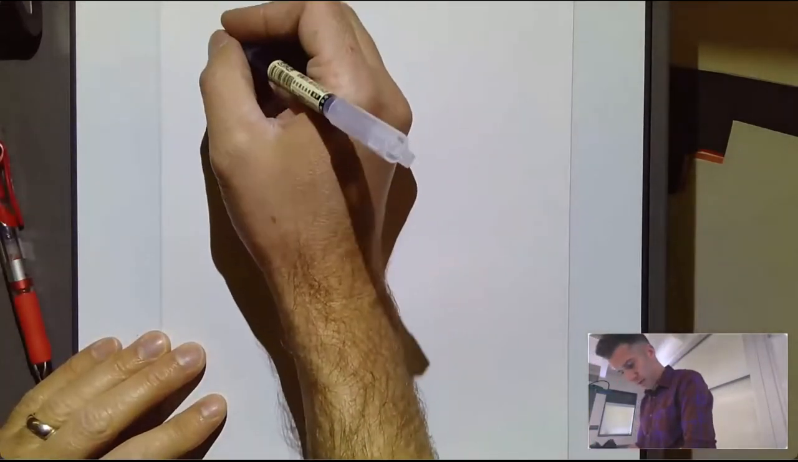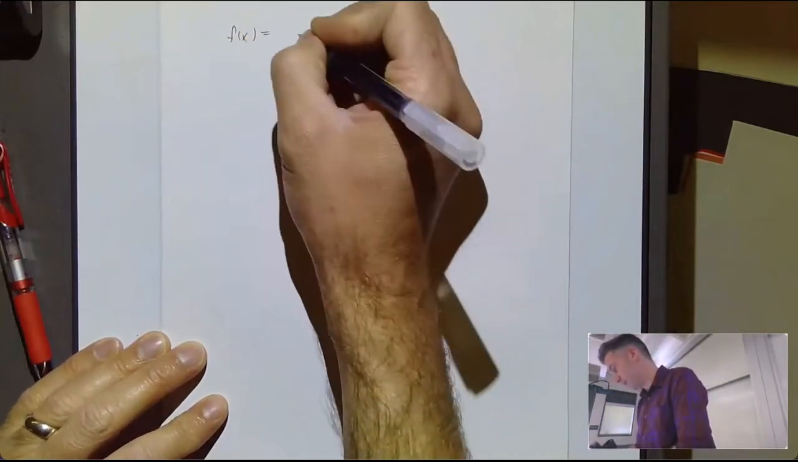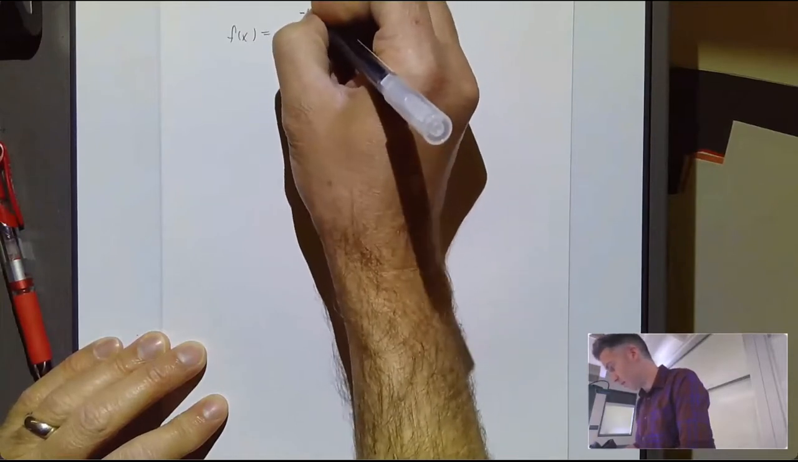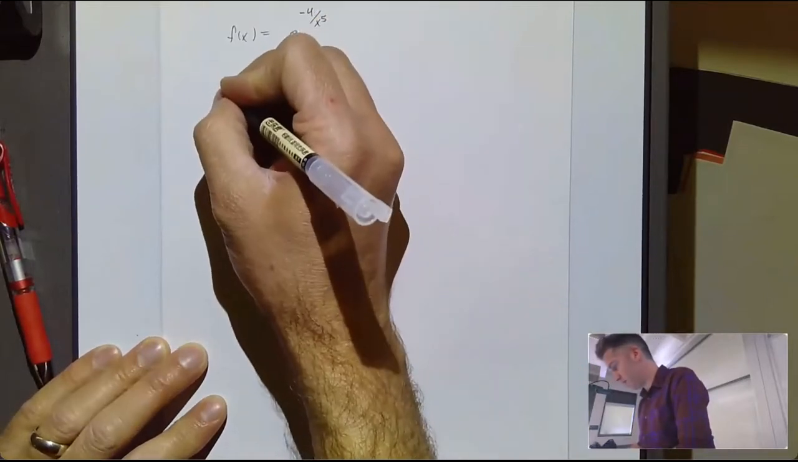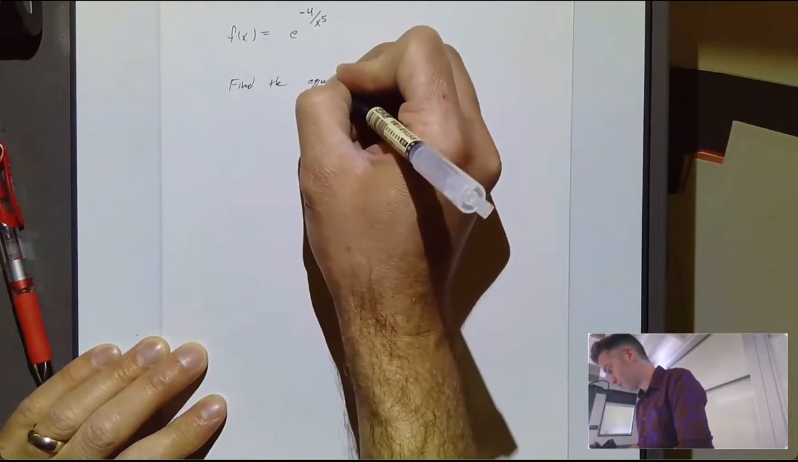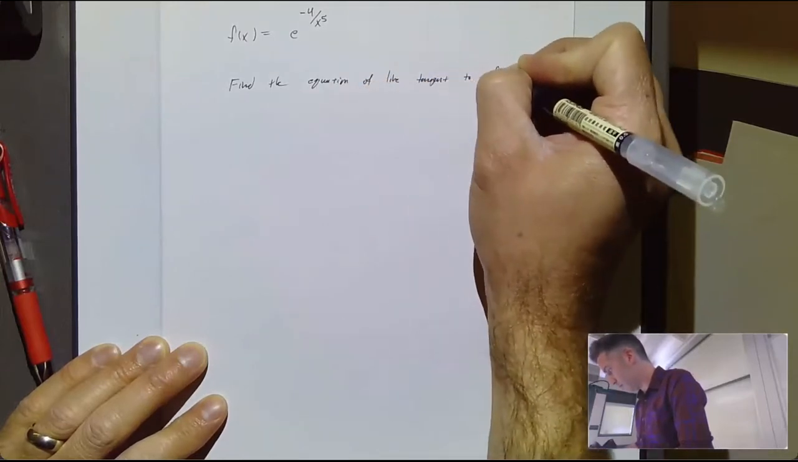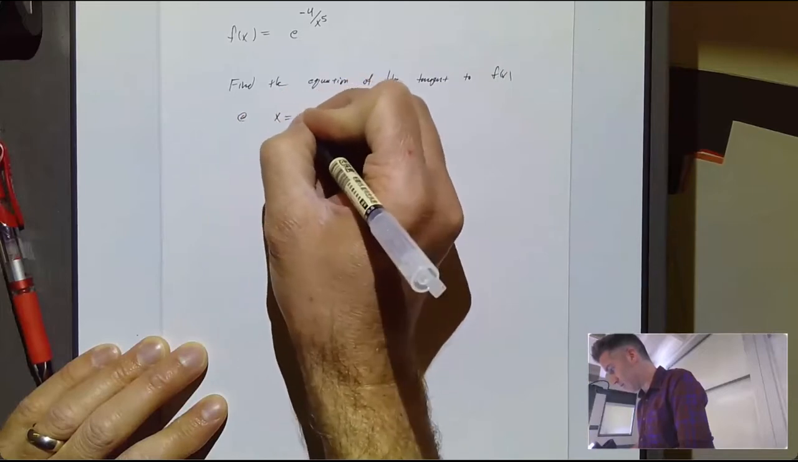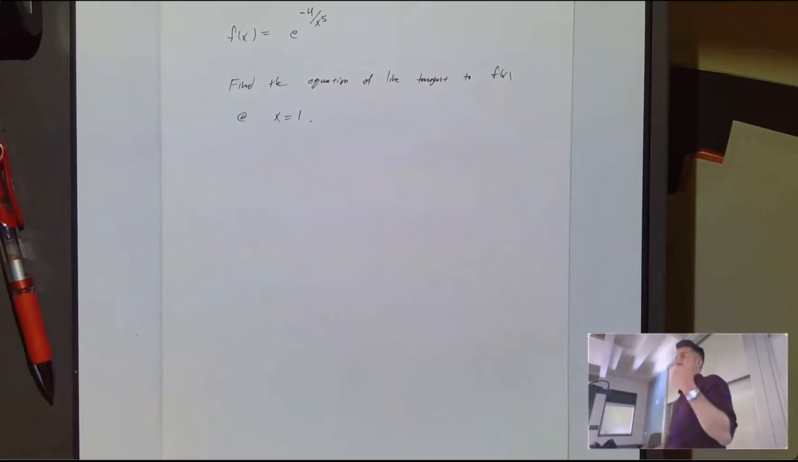let's look at this. Let's say we have f of x is e to the -4 over x to the 5th, and we want to find the equation of the line tangent to f of x at x equal to 1. Okay, so we need two things. We need a point and we need a slope.